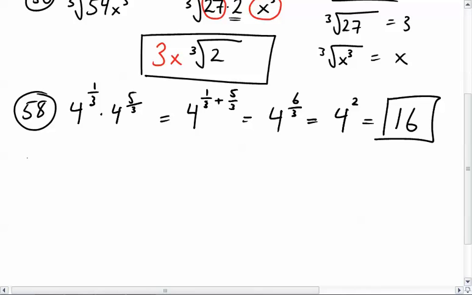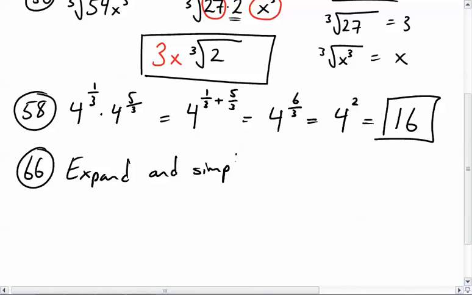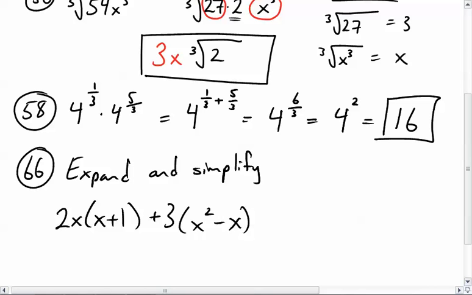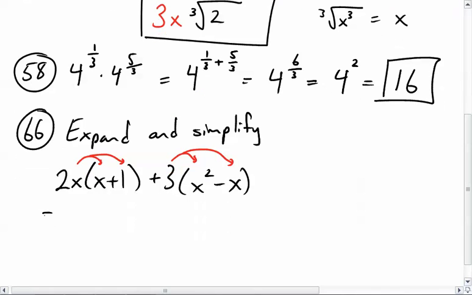For question number 66, we want to expand and simplify. So the question is given as 2x times (x plus 1) plus 3x times (x minus 1). So we're going to expand into the brackets in both cases, giving 2x squared plus 2x and 3x squared minus 3x.